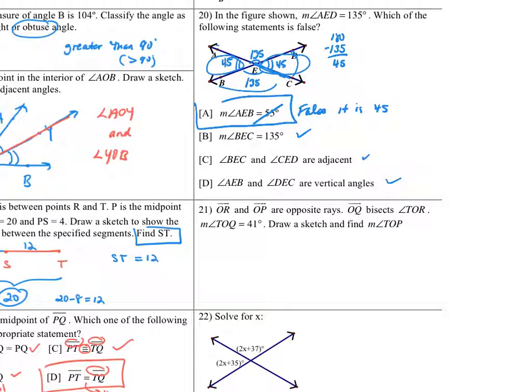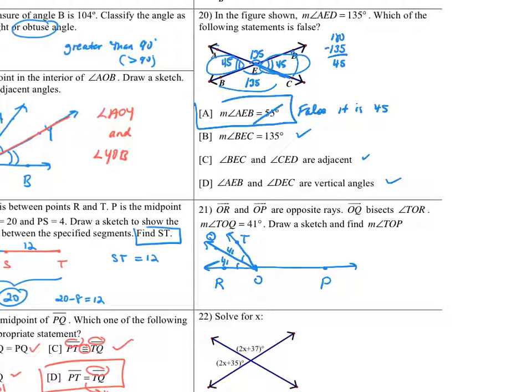Okay, for 21, it says ray OR and ray OP are opposite rays. So if they're opposite rays, they're going to form a straight line. So let's say that this is O to R, and this is O to P. It says that ray OQ bisects angle TOR. So make angle TOR. And then OQ is going to bisect it. That means these two angles are equal to each other. And we're also told that the measure of angle TOQ is 41 degrees. So this angle QOR would also be 41 degrees.